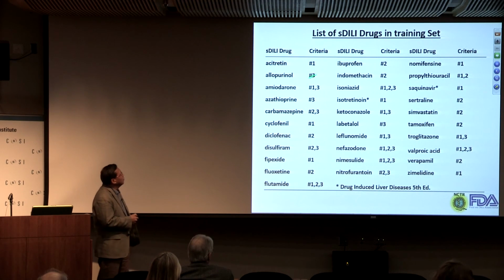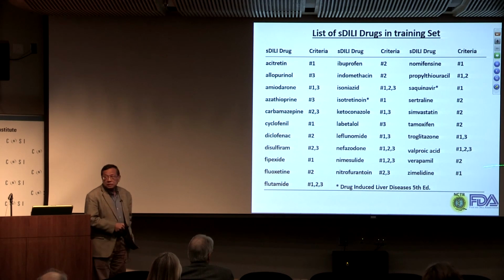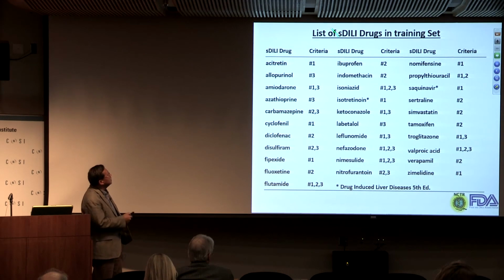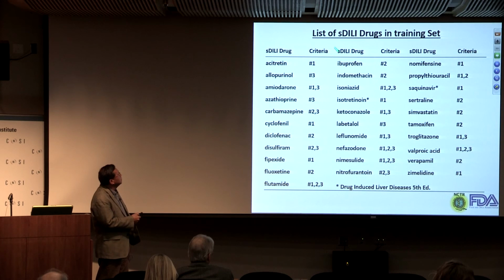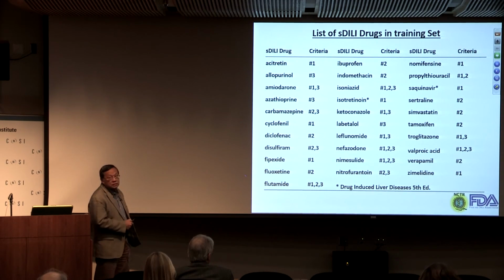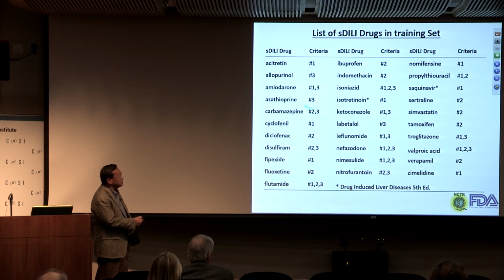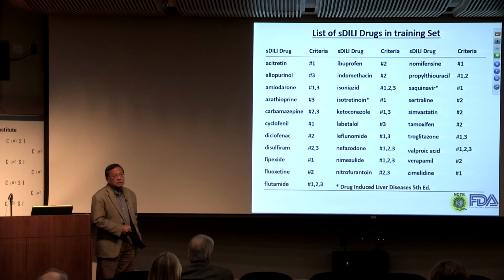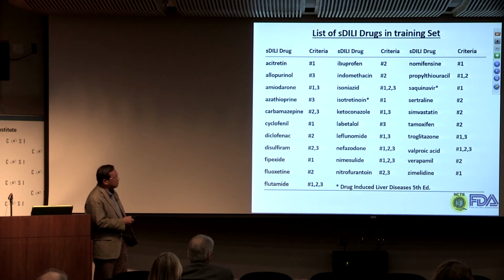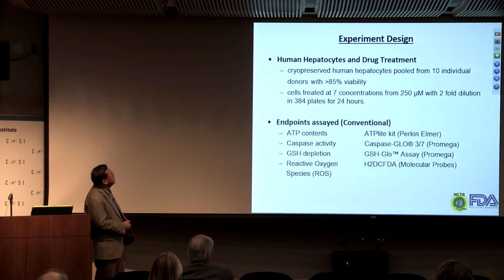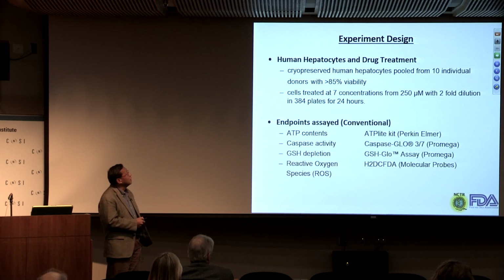So now we have 80 drugs in the training set, including all these severity drugs based on these criteria. Some involve only a black box warning, some involve the frequency, and some involve both frequency and causality. So we think these are severity drugs. So now what's the experiment design?